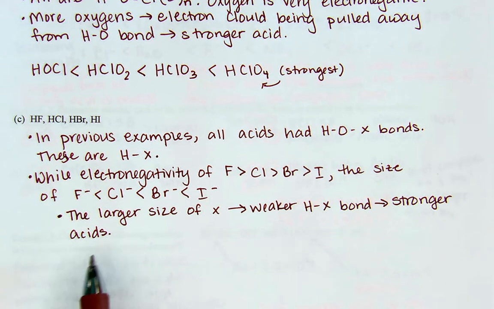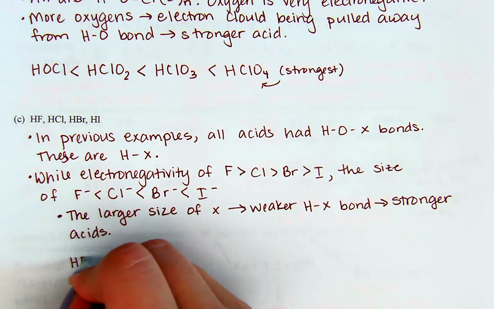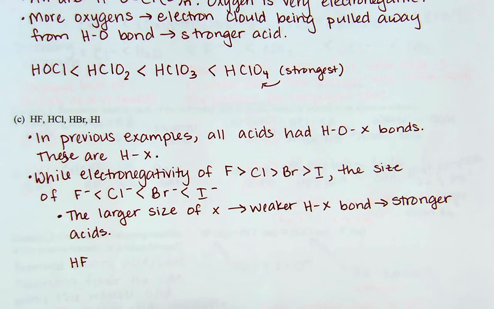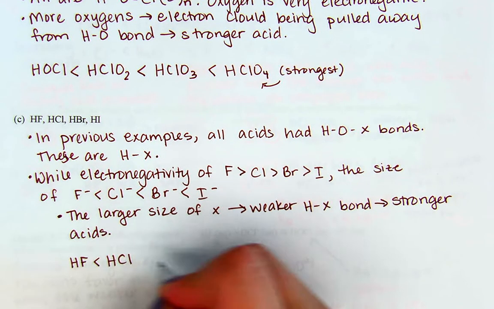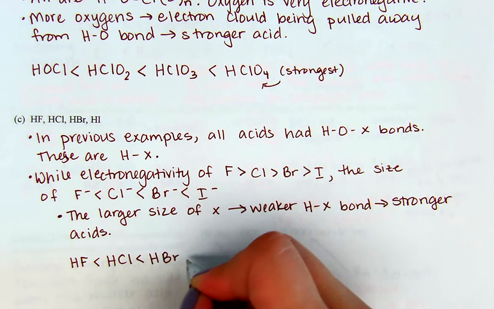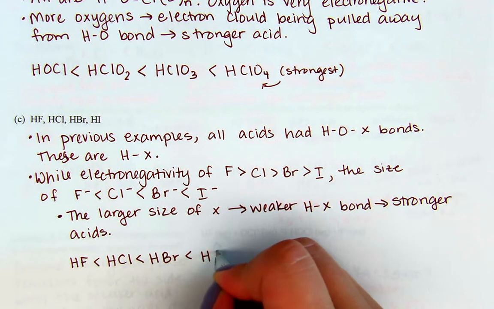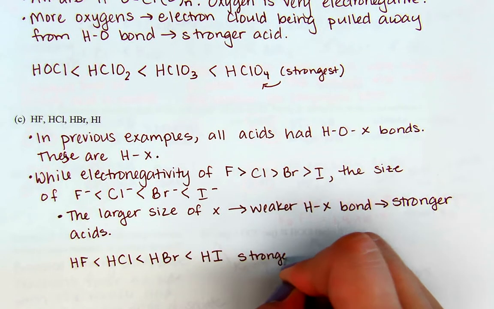So the smallest one, HF, is going to be our weakest acid, followed by HCl, followed by HBr, followed by HI. So this is our strongest.